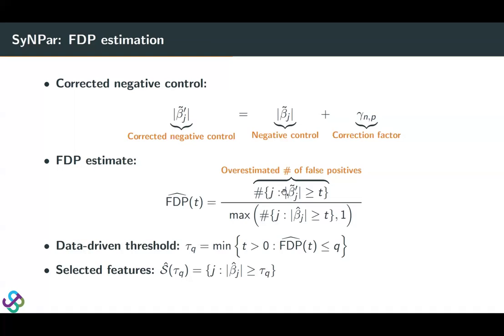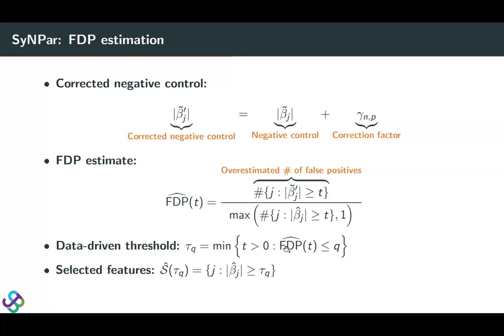So we're using the number of negative control coefficient absolute values after inflation, after correction, larger or equal than the threshold as an overestimate of the false positives of using eta j hat greater than t for making discoveries. We believe that among these discoveries, the number of false discoveries is controlled by the numerator in expectation. Okay, so using this FDP hat, we search for the data-driven threshold T.